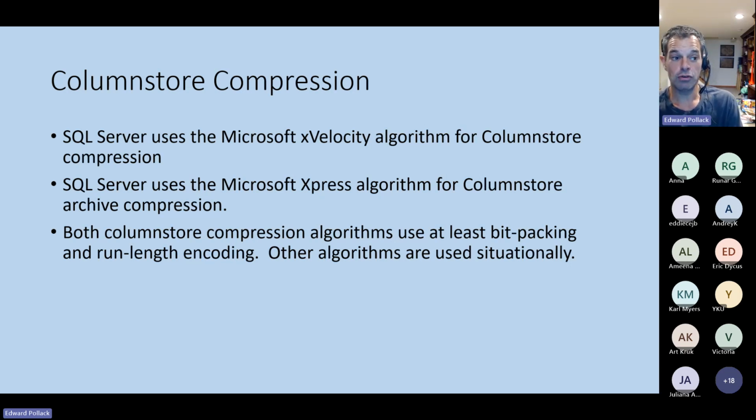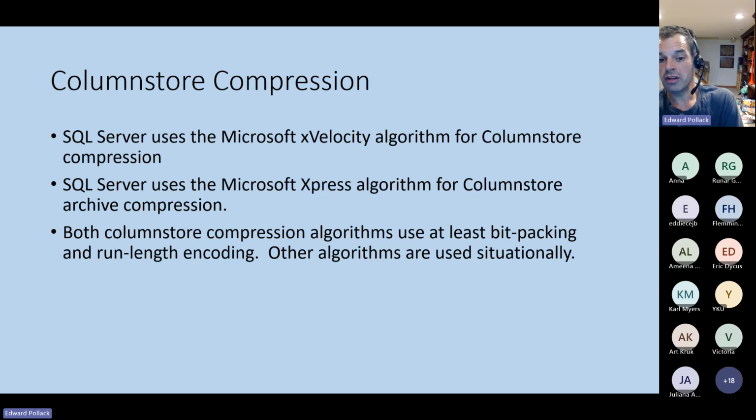The xVelocity algorithm is used for Columnstore, and Express is used for archive. Archive compression is basically an extra layer of compression on top of the existing compression to make it even smaller. I typically don't use it a lot unless I have cold data, lukewarm data, the kind of data people don't use very much. It takes more CPU and more resources to compress, but you get more compression, like an additional 10, 20% possibly at most out of it. So archive compression is cool. It gives you more compression, but at the cost of compute when you do the compression.